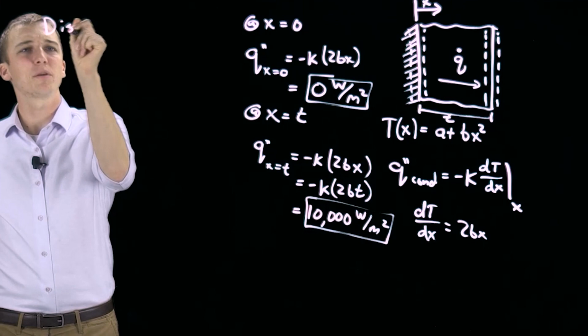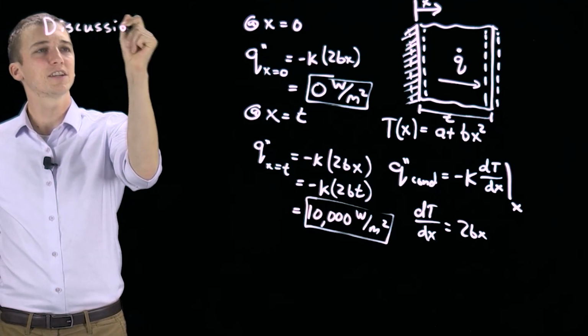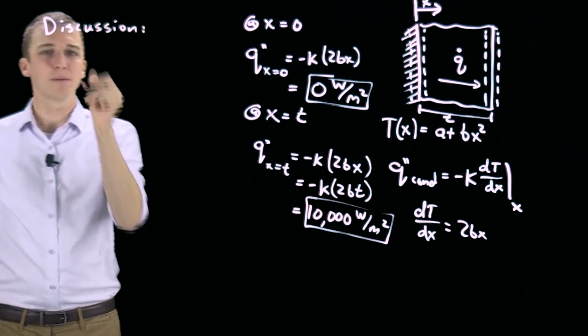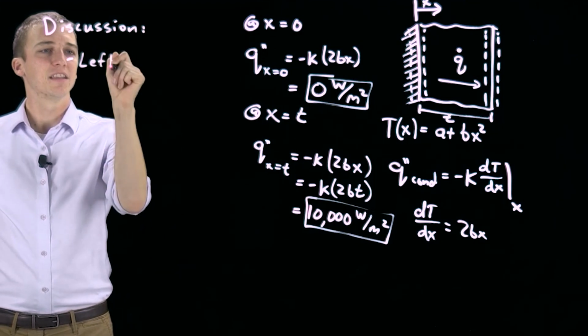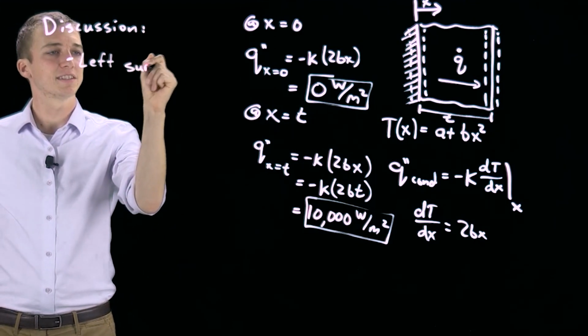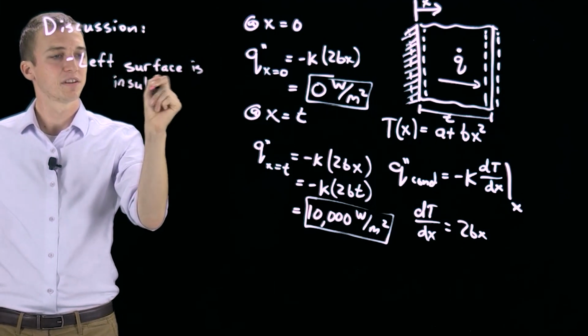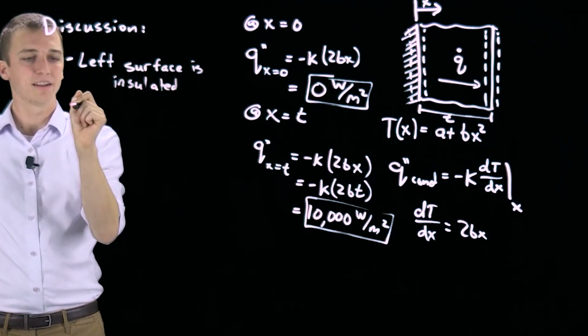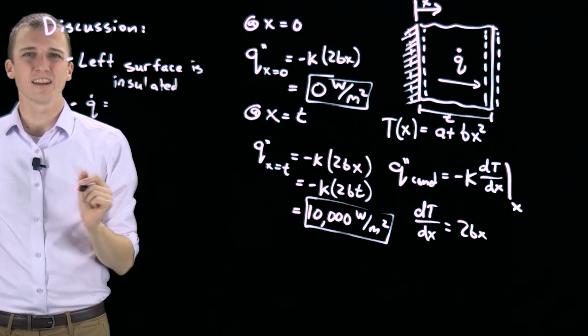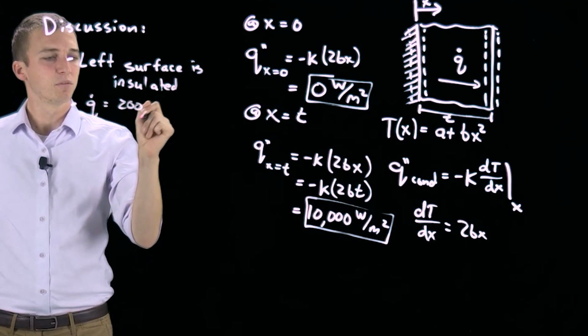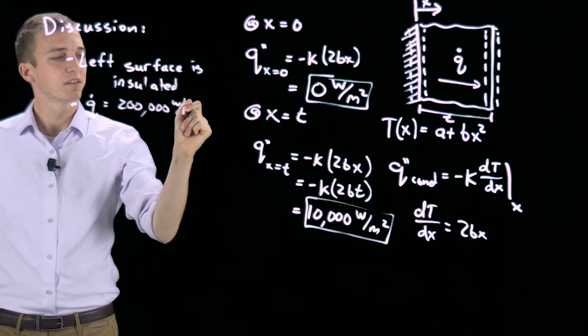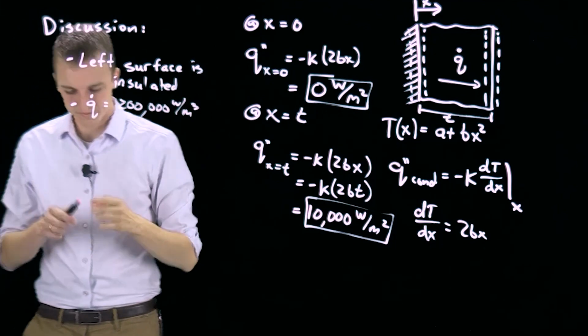So the last part of our problem is our discussion. In this case, I would probably point out that the left surface is insulated because that was an interesting find. And sometimes it's good just to state again what it was we were asked to find. Okay, that is our problem.